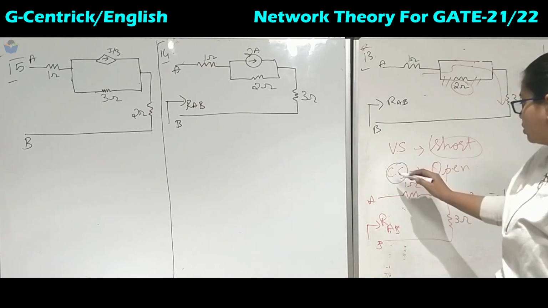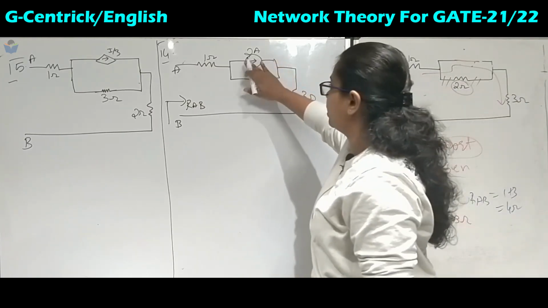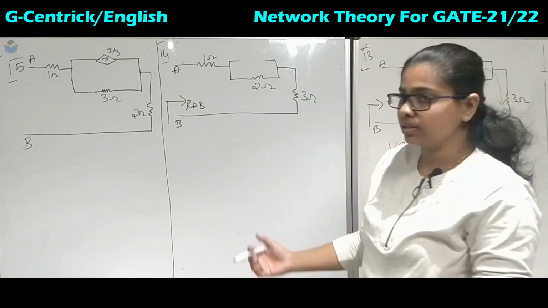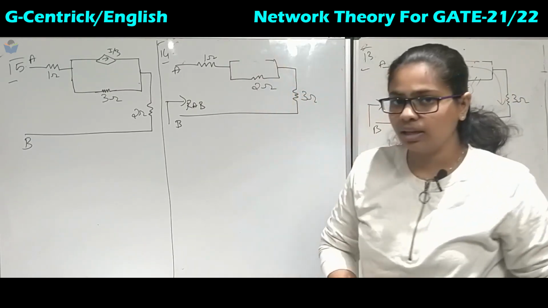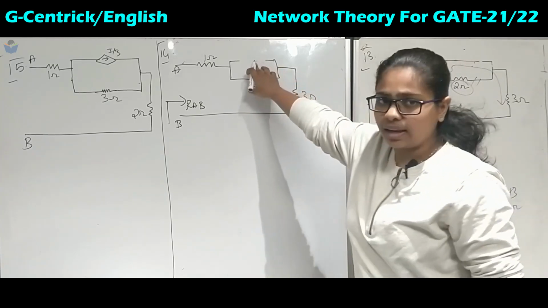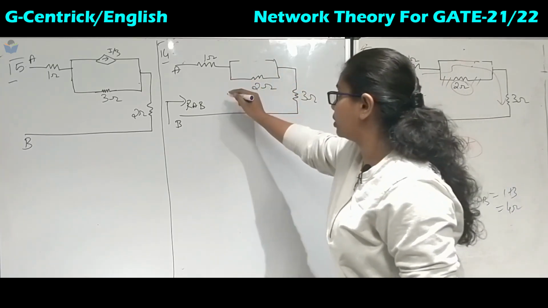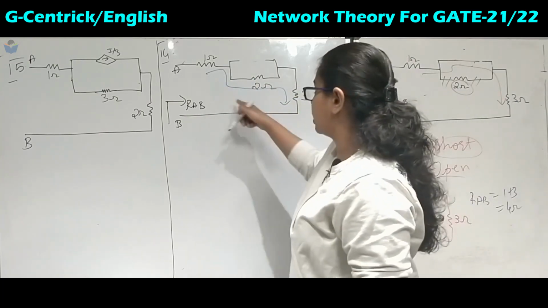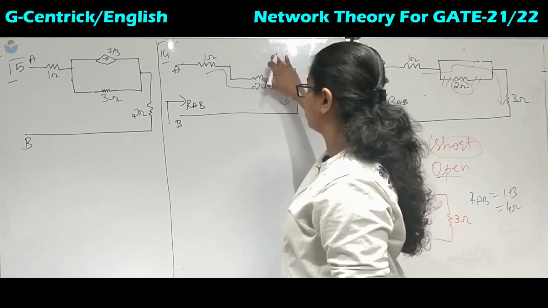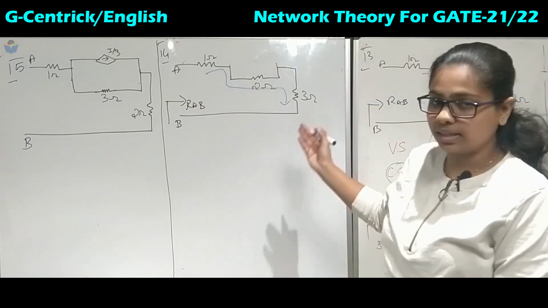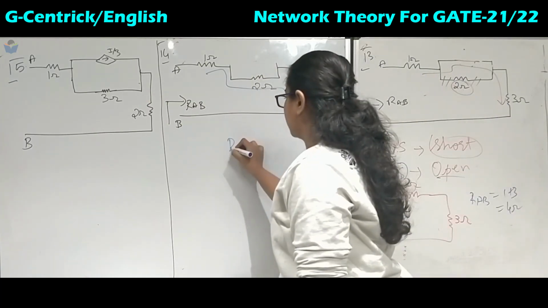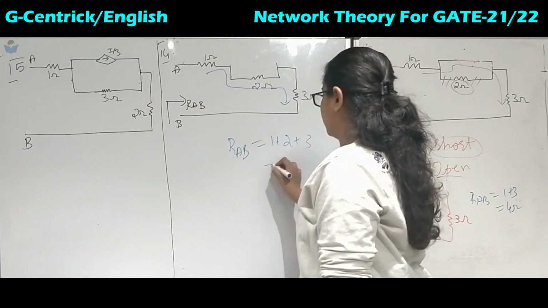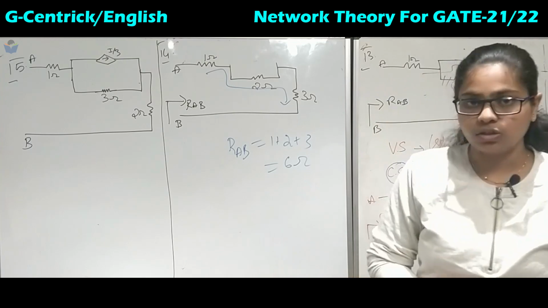So when the current source is given, then we need to open this branch. Okay. So when we open the branch, the current will not take this path because it has got high resistance. It will take the least resistive path. So the current will move in this direction. So now also all three are in series if you remove this branch. Okay. So when they are in series, the resistors get added. So it's nothing but RAB is equal to 1 plus 2 plus 3, that is 6 ohm.